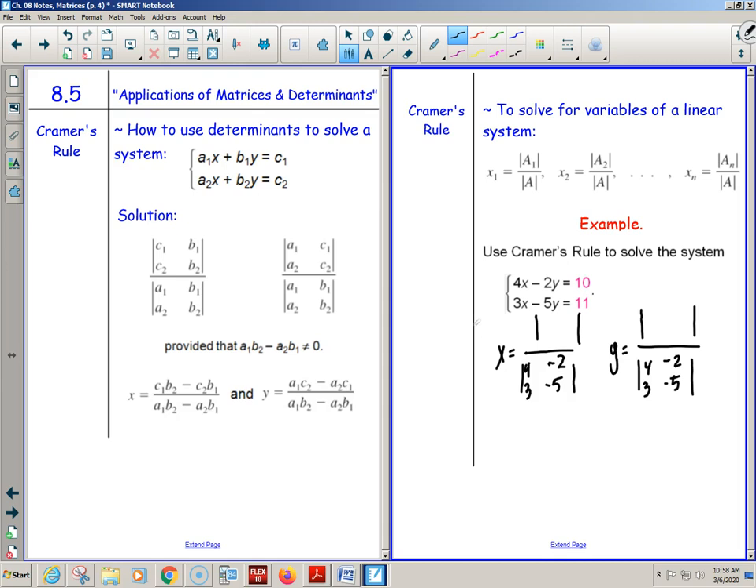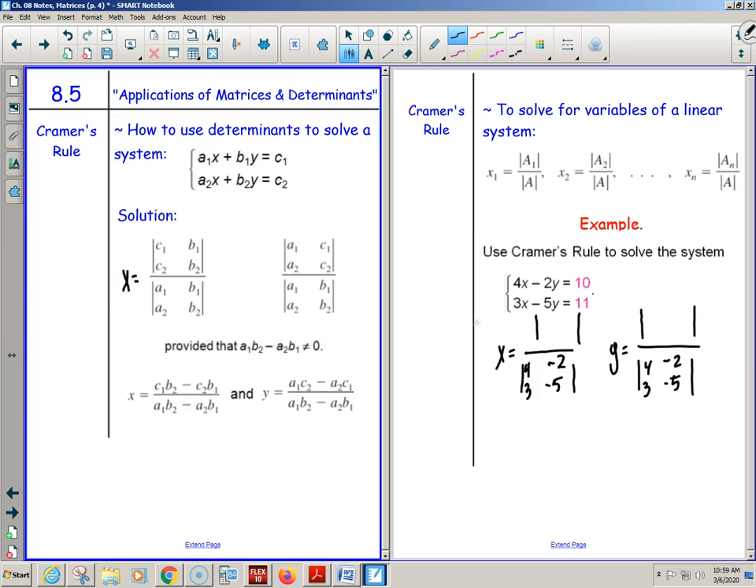Can you guys tell how to make the numerators? Okay, hold on. So we have A and B, no big deal. We're taking the coefficients, denominator. Got it. But what happens in the numerator? Check it. If I want X, I take out the X's and put in the C's. If I want Y, I take out the Y's and I put in the C's.